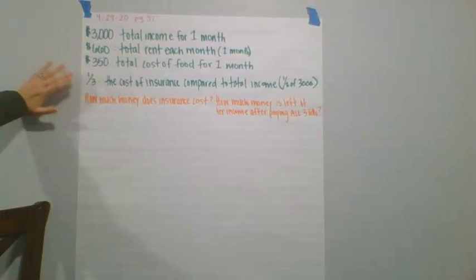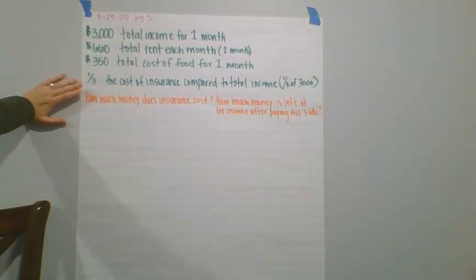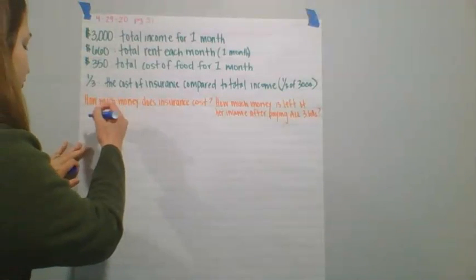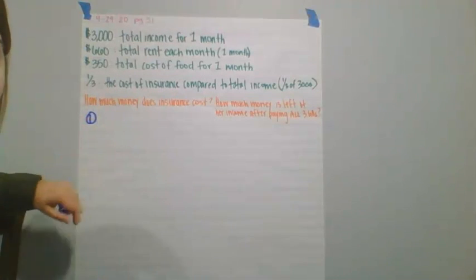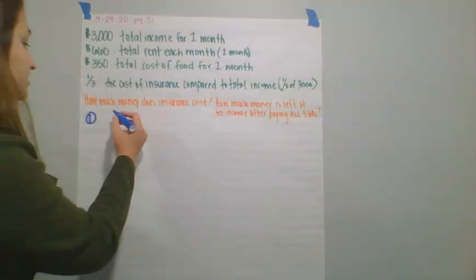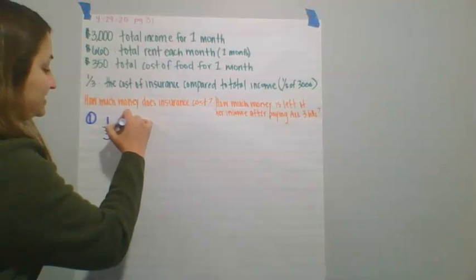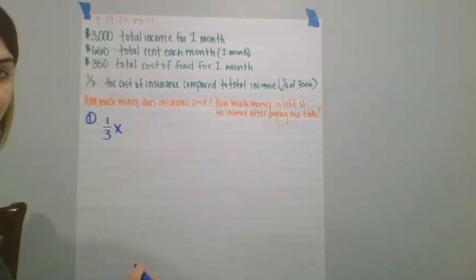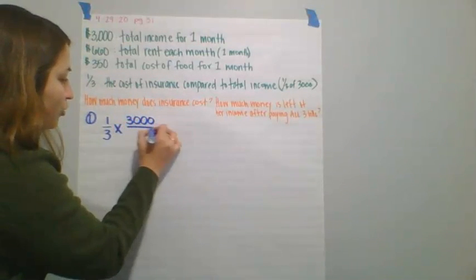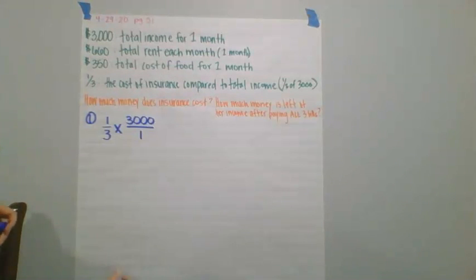So we want to ask ourselves, how much money does the insurance cost? Because before we do anything else, we need to figure out how much she's actually paying for insurance. So that first part that we're going to do is figure out what one-third of 3,000 is, because that's going to give us our actual dollar amount for the amount of money she spends on insurance. So one-third times, because remember, "of" represents the operation of multiplication, and then 3,000 over 1. So again, we are not dividing, we are multiplying.